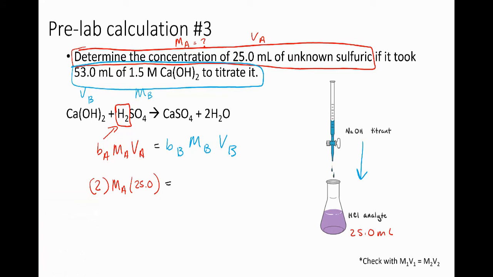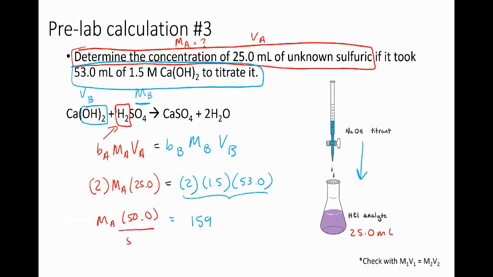So now for our Bb, if we look at our base, it also has 2 hydroxides, so our Bb will be 2. The molarity of the base was 1.5 molar, and the volume of the base was 53 milliliters. So again, we'll go ahead and multiply everything together on the right. 2 times 1.5 times 53. What that gets us is 159. We'll do our multiplication on the left. 2 times 25 gets us 50. Then we'll go ahead and divide at the end.